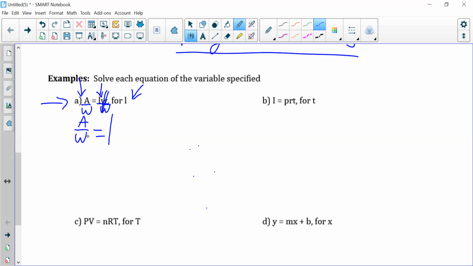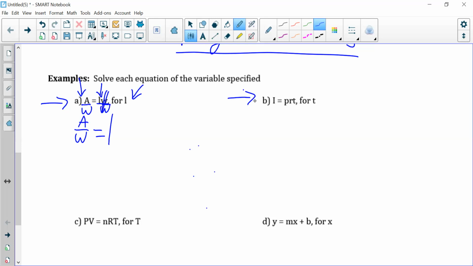I'm not looking for a number. You're not going to end up with L equals 5 or L equals 2. We're not looking for that. All we are doing here is manipulating our formulas. That's it. There are no actual numbers involved in this. All right, let's look at B. Let's get some more practice on this.